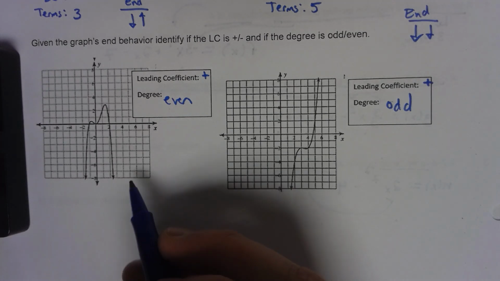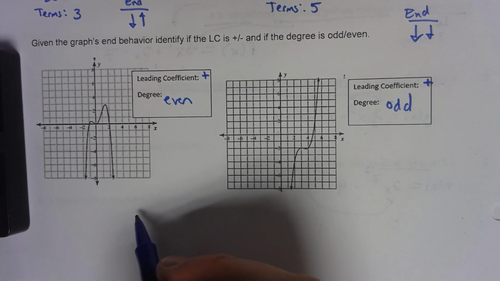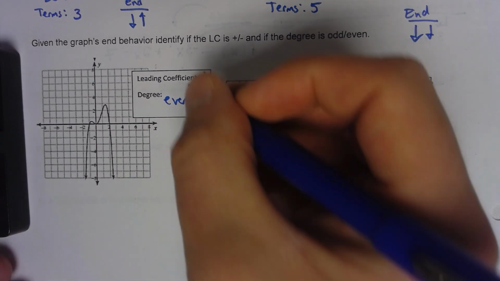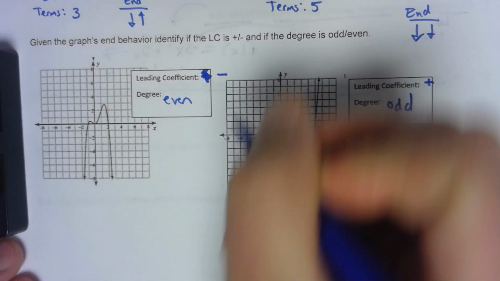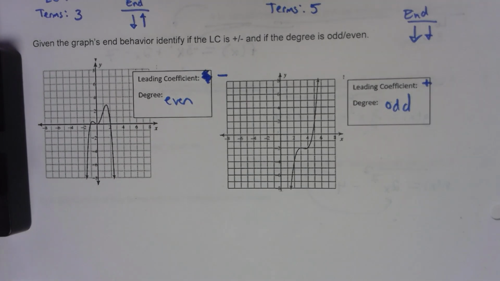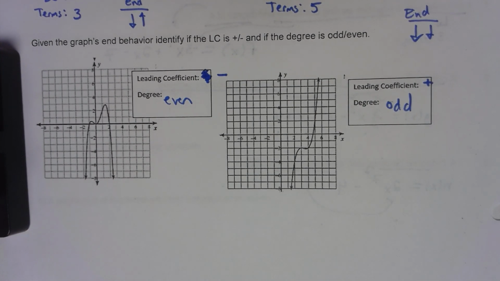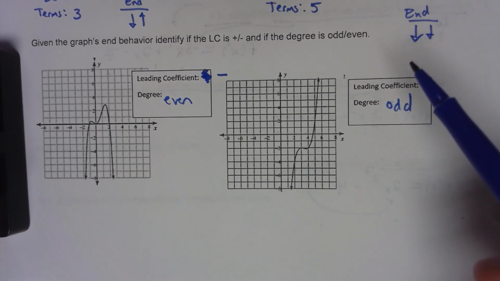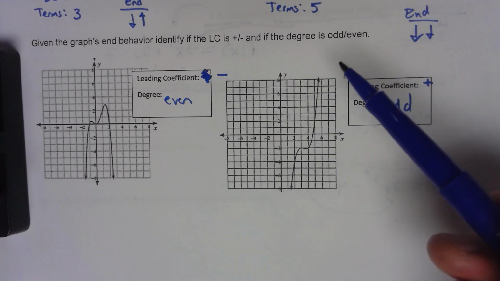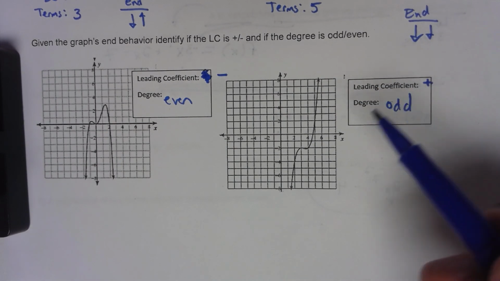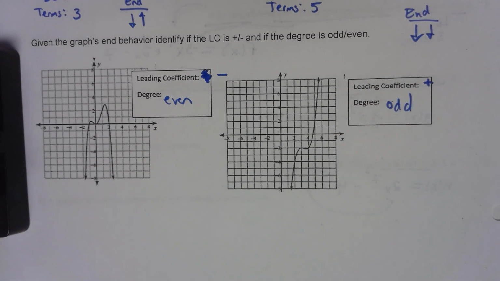So I'm noticing this right end is down. So that tells me the leading coefficient is not positive. I messed that up. That should be negative. Okay, with the right side being down. And since both ends go in the same direction, it's even. Okay, an even degree. The other graph, that right end is up, so it's a positive leading coefficient. One end is up, one is down, so it's an odd degree.